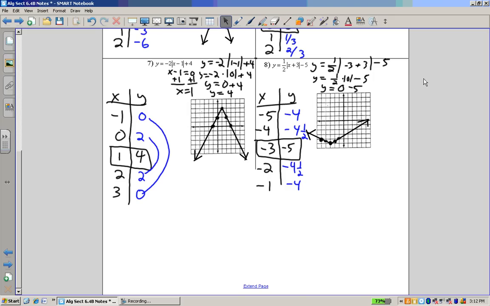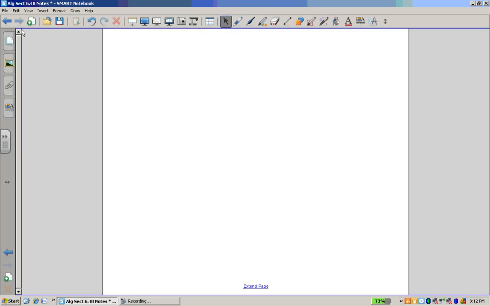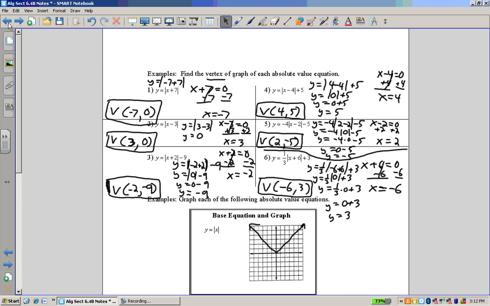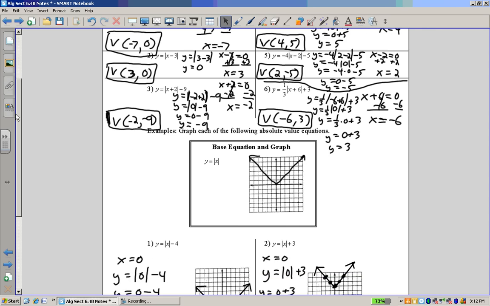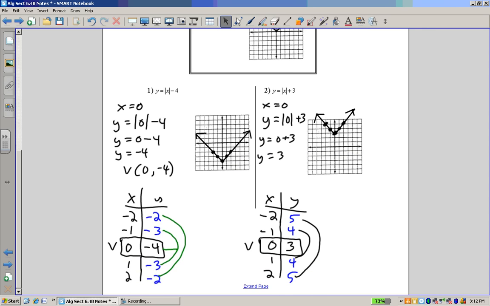Now I could end it here, but I'd like to show you some patterns that you can get from these graphs. Let's go back to the original graph that we had done. The number in front of the absolute value is a 1. That means the slope is going to be positive 1 over positive 1 to the right of the absolute value vertex. And where's my vertex?